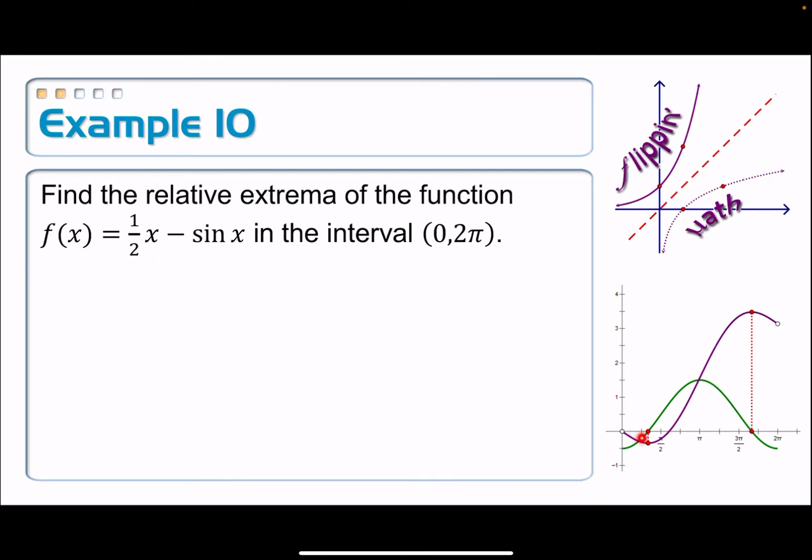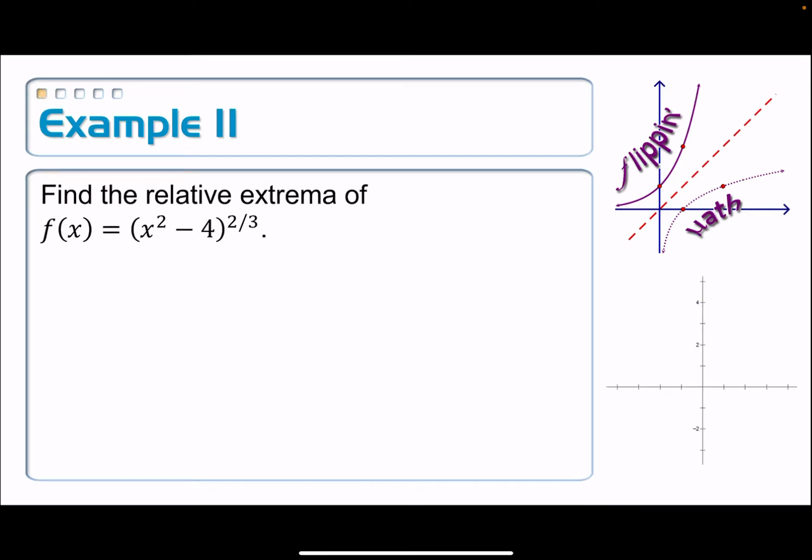So I have a relative minimum right here at, I believe it was pi over 3, because the first derivative changes from negative to positive right there. And then over here at 5 pi over 3, we have ourselves a relative max because the derivative changes from positive to negative. Okay, let's look at example 11 then.